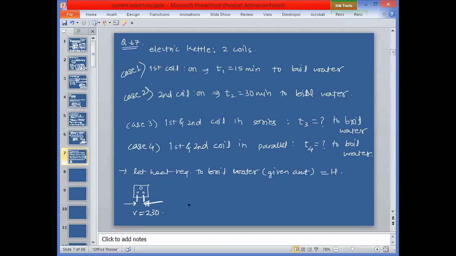It is 230 volts. All the appliances in our home are connected in parallel. This is the electric supply that we get. This is the TV, television. This is your fridge. This is the AC. All the electrical appliances in our home are connected in parallel to the supply.